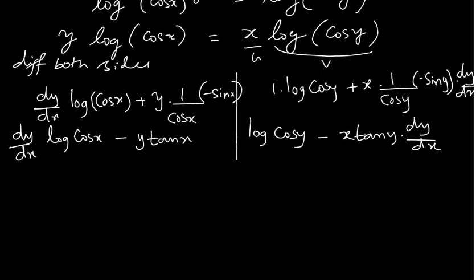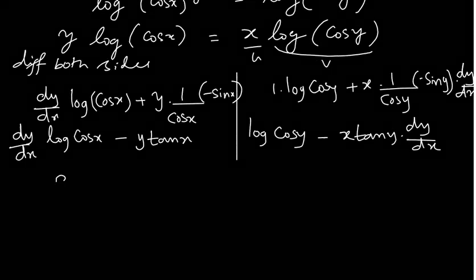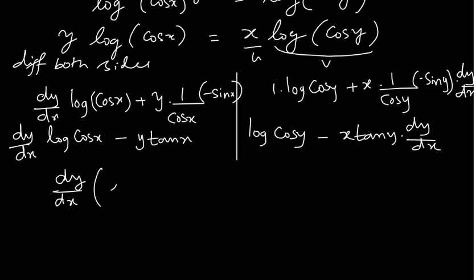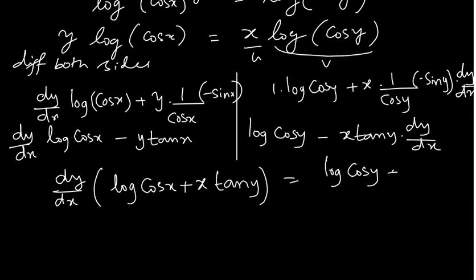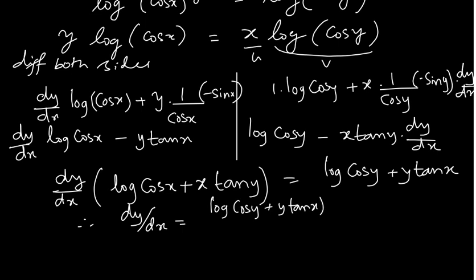Okay. So, bring this dy by dx to this side. Then you will have dy by dx into log cos x, once this comes this side, plus x tan y equal to log cos y, minus becomes plus y tan x. Therefore, dy by dx equal to this entire thing log cos y plus y tan x, entire thing divided by this log cos x plus x tan y.